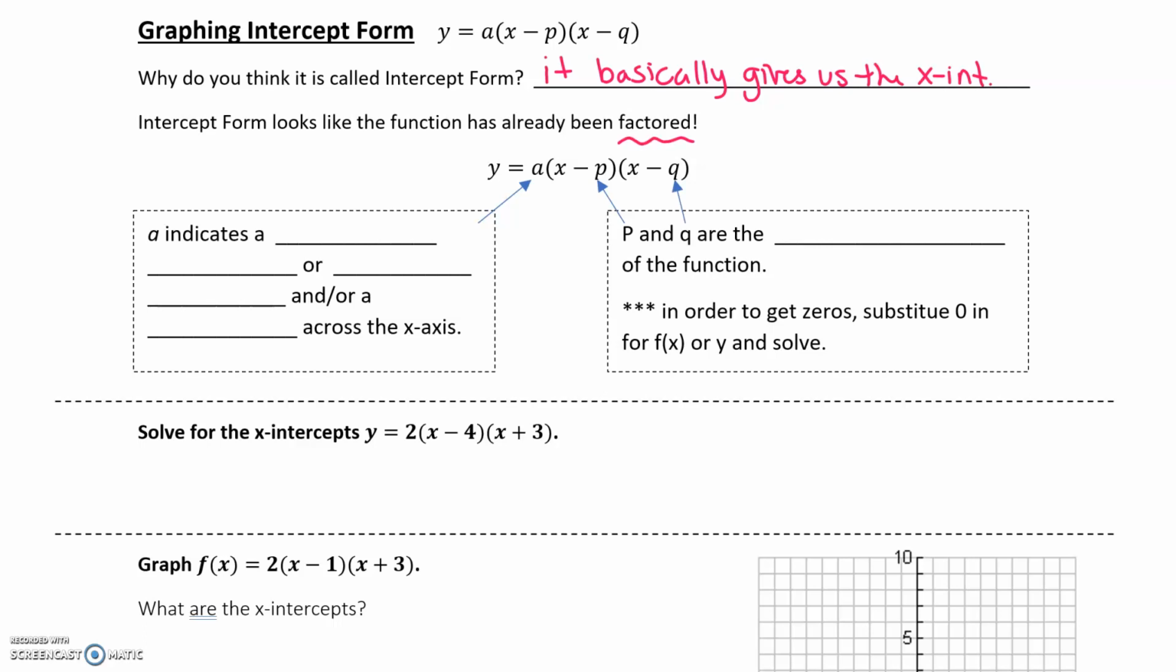Okay, so intercept form looks like it's a function that has already been factored, and that's pretty important. So we should be able to look at this and recognize that that A piece in the front here looks like it could possibly be a GCF, and then these two pieces inside the parentheses look like they have been factored either by busting the B or grouping or dots. So it's already been factored, which tells us a lot about the A, the P, and the Q.